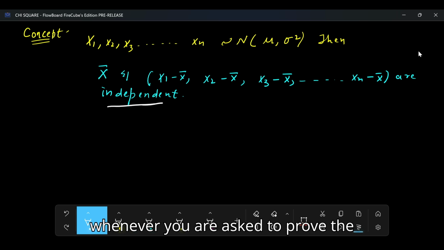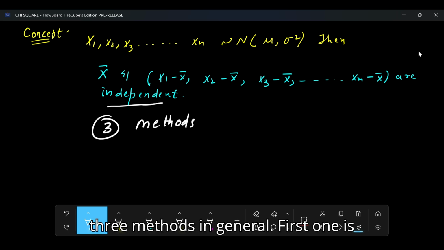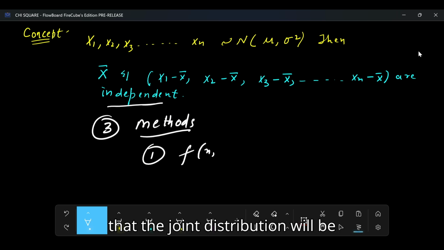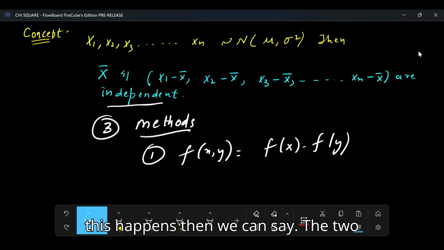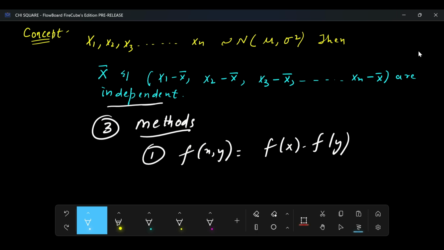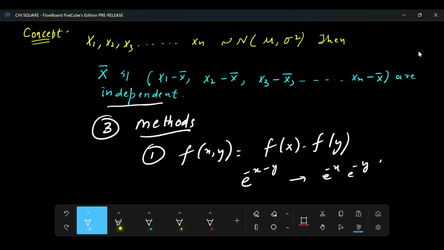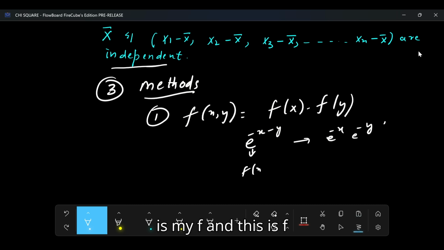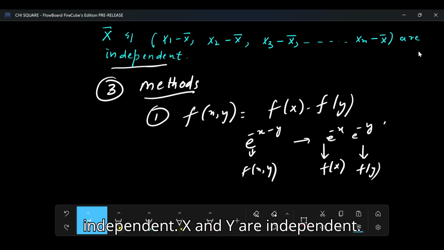See, whenever you are asked to prove independence, we have three methods in general. The first one is that the joint distribution will be equal to the product of their marginals. If this happens, then we can say the two variables are independent, right? Let's suppose we have e raised to the power minus (x plus y). Can I write this as e raised to the power minus x times e raised to the power minus y? So this is my f of x comma y, and this is f of x, and this is f of y. So we can say x and y are independent.